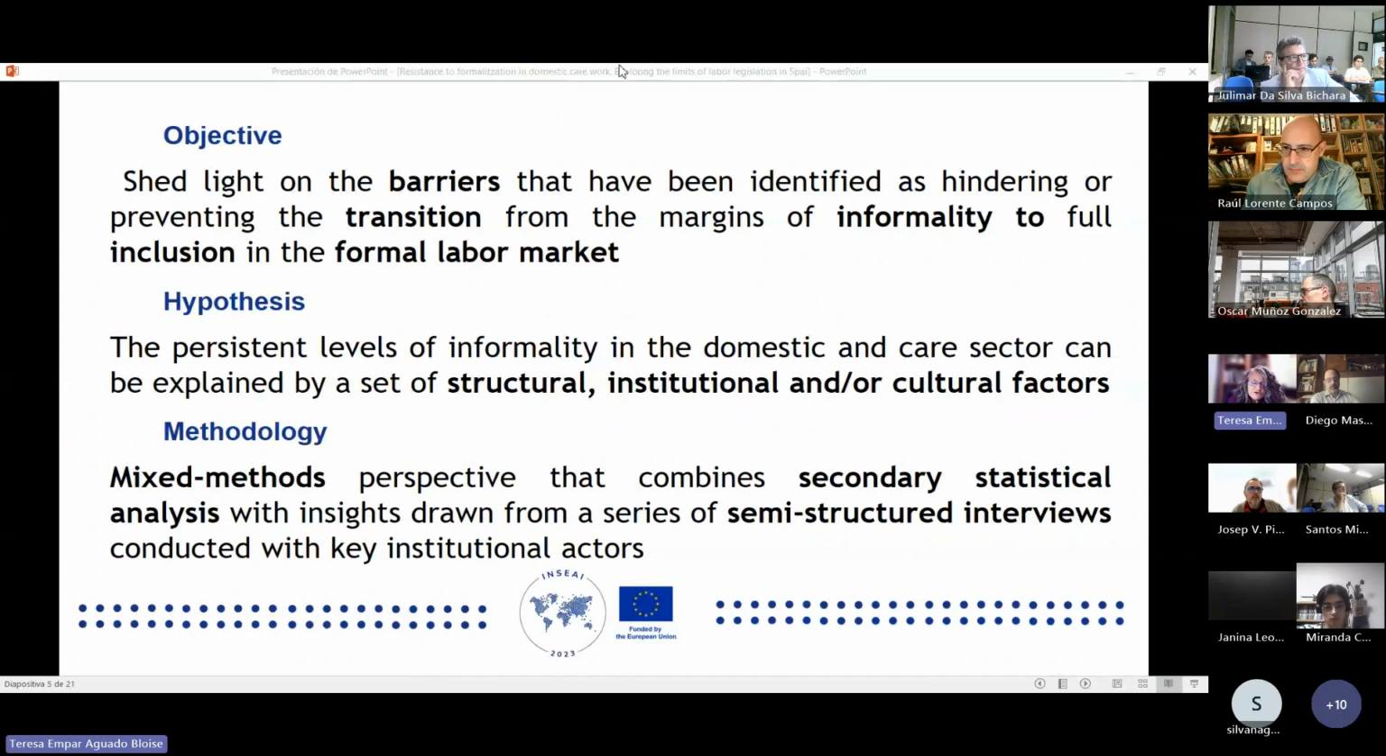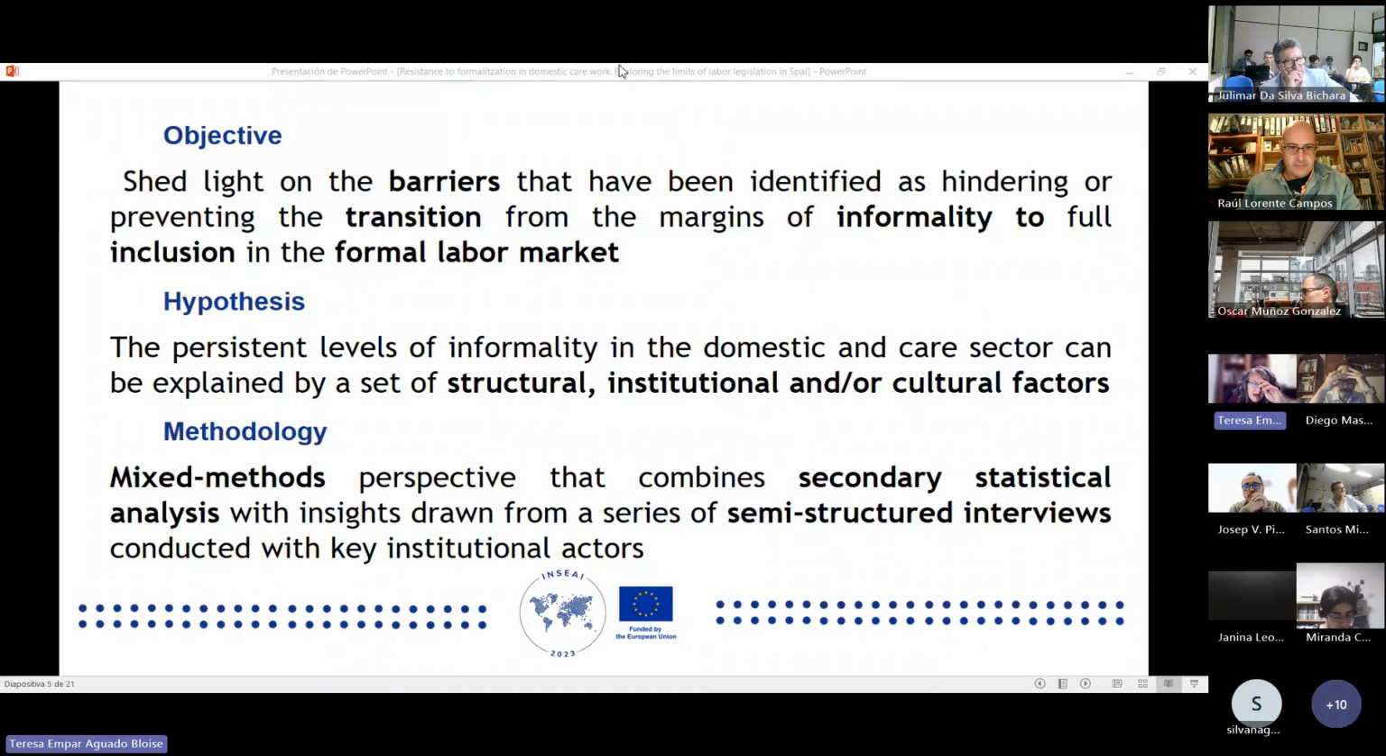Our objective is to shed light on the barriers that prevent domestic and care workers from transitioning from informal to formal employment. The central hypothesis is that persistent informality is not the product of isolated individual choices, but rather the result of a complex combination of structural, institutional, economic, and cultural factors.